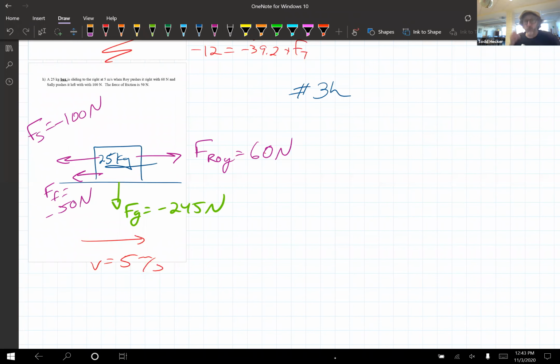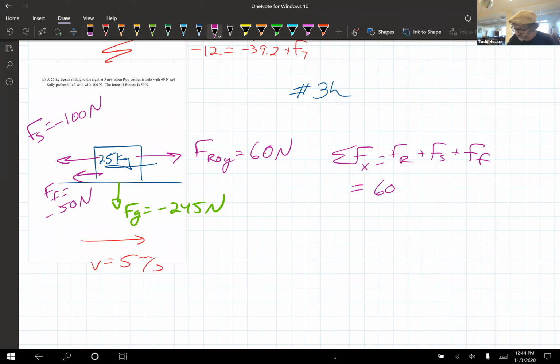Oh no, it's not. All right, so let's see, horizontally. I think all of our forces are taken care of horizontally, right? So remember, when you consider your forces, you want to just consider either horizontal or vertical. Right now I'm considering my horizontals. We've got all of our forces: there's Roy, Sally, friction, and that's it. So force of Roy, force of Sally, force of friction.